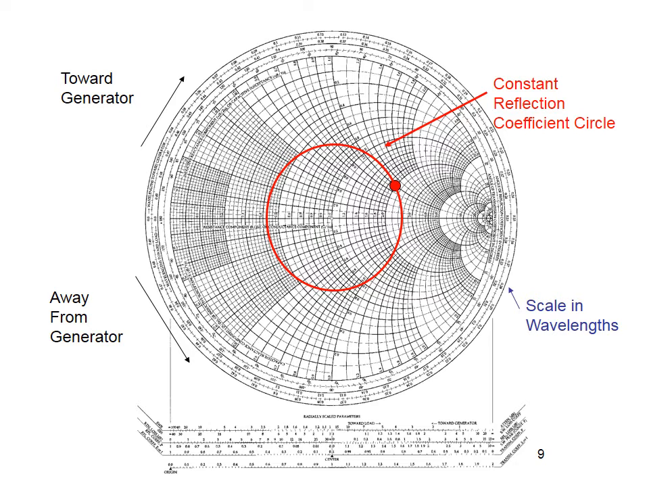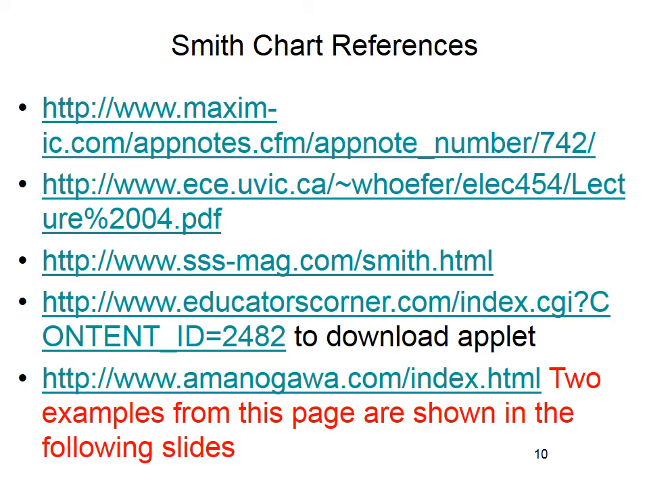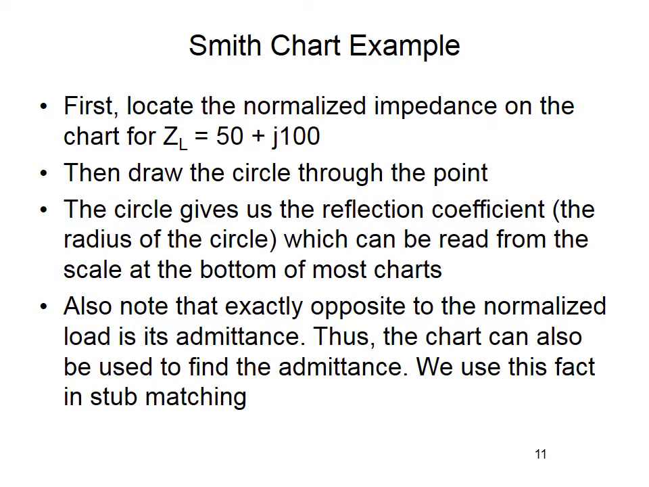The red line indicates the constant reflection coefficient circle. This scale indicates the wavelength. So this is the entire circle, and the half-wave portions are repetitions of it. With the help of software you can download and run it to get the Smith chart. By simply changing the values you can find the rest. So in short, this is the procedure for how we can use the Smith chart with the help of an example.